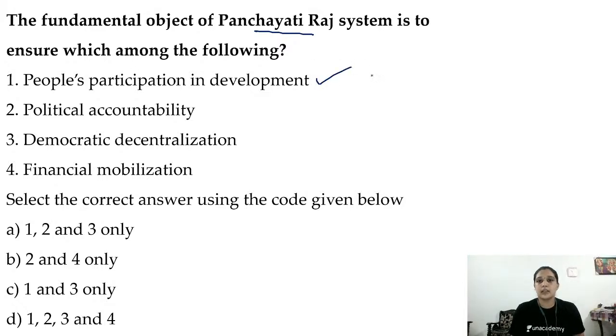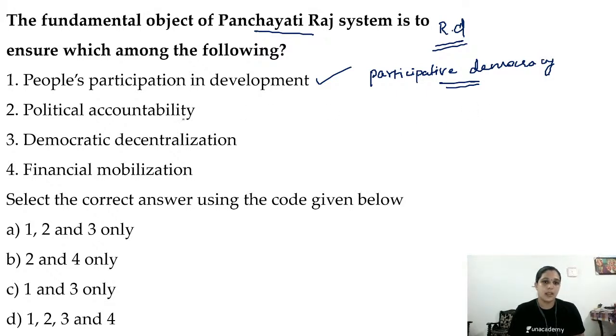Yes, because in terms of Panchayati Raj, in one class I talked about participative democracy. See, generally in our country, we conduct general elections. In that we have representative democracy, but the main objective of Panchayati Raj is participative democracy. Yes. Political accountability, democratic decentralization, definitely. Financial mobilization, yes. 1, 3, and 4. Okay. So you should have 1, 3, and 4, but since you don't have an option like that, political accountability also comes here. So sorry, one second. And 3 only.